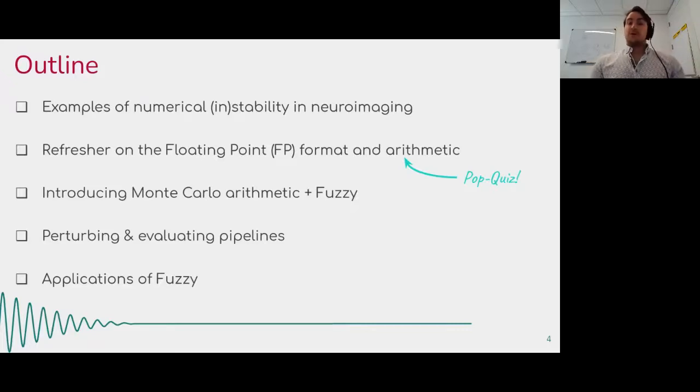Then we're going to go into floating point arithmetic and talk about some of the issues that arise there. There's going to be a bit of an interactive portion, so get ready over the reaction buttons, and I'll try and put a poll too if I can figure out how to make all that work properly. Then I'm going to introduce something called Monte Carlo arithmetic and a set of libraries called fuzzy environments. And then we're going to demonstrate how this can be useful in a few different contexts and talk about how you guys can take it forward into your worlds as well.